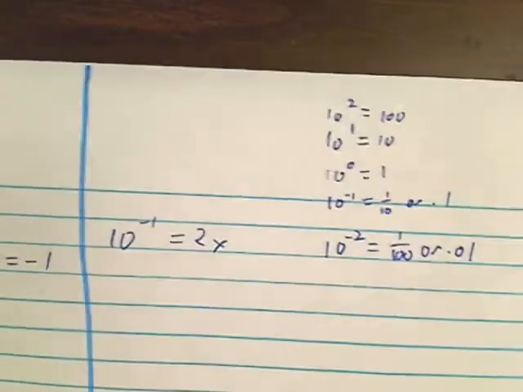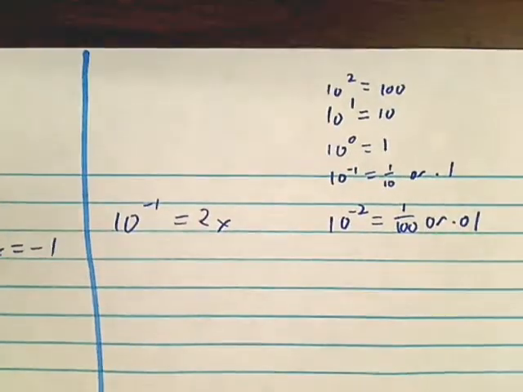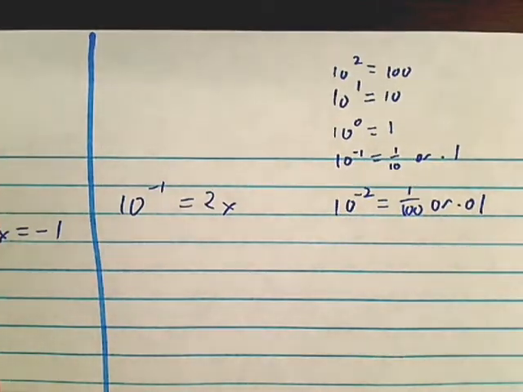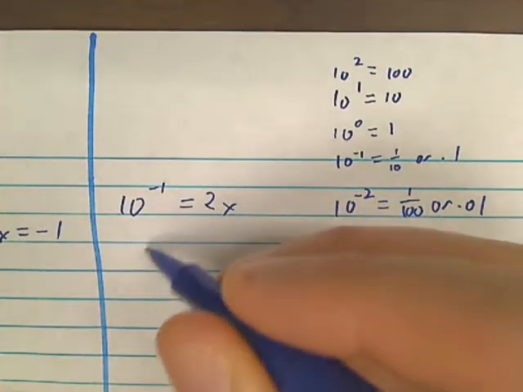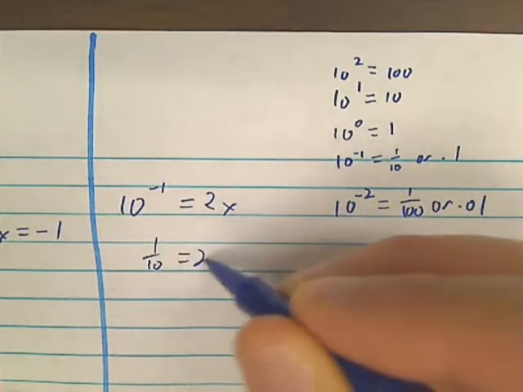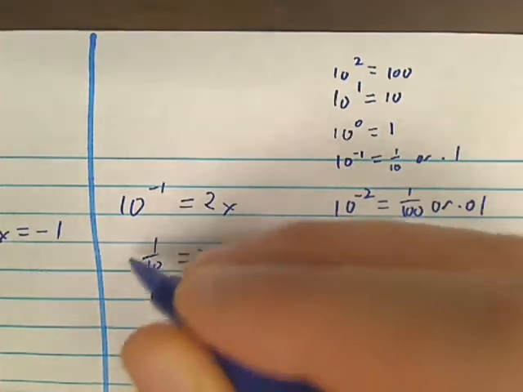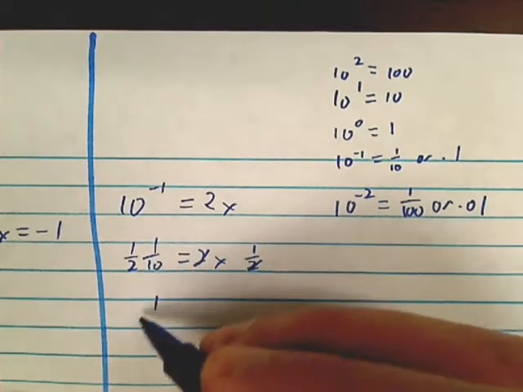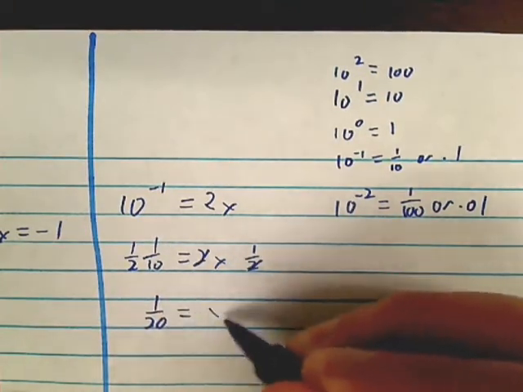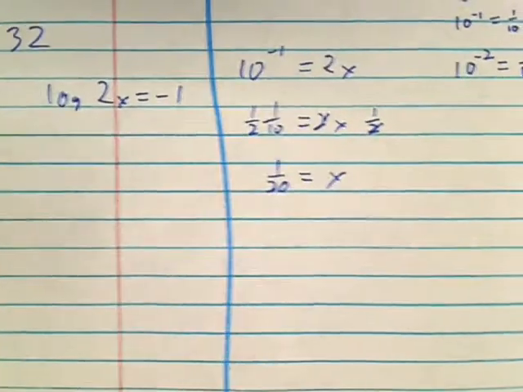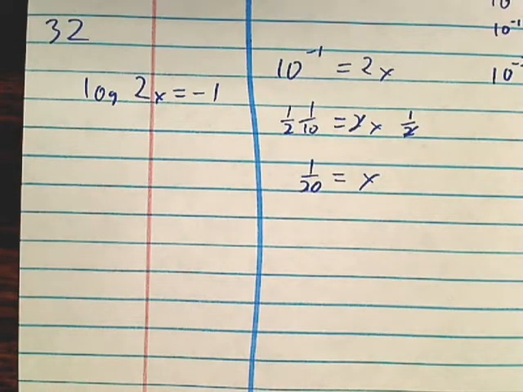Okay, let's go back to our problem over here. All these problems have a base of 10, so that little chart will help us as we're going through here. So this is really 1/10. Let's multiply by 1/2 to cancel out that 2. So that's going to give me 1 over 20. So 1/20 equals x. Okay, so that was a little weird, but not too terrible.